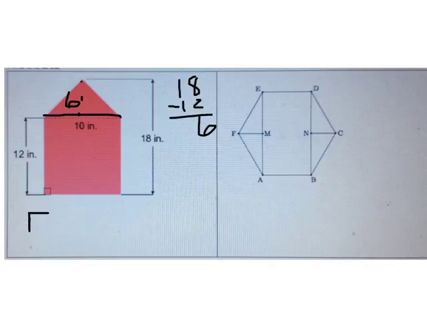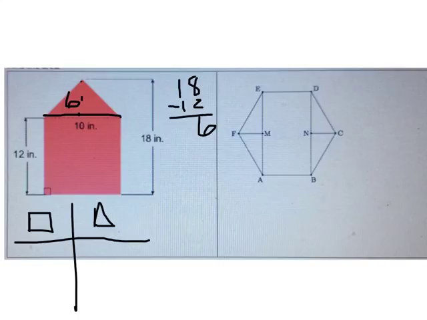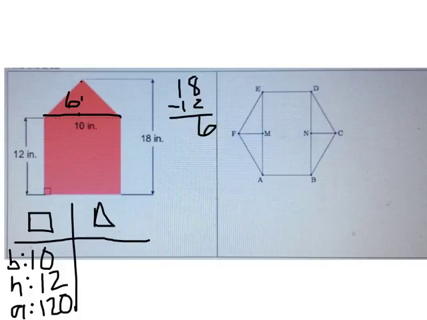Now I can find the area of the rectangle and the area of the triangle and add them together to find the area of the pentagon. What's the area of the rectangle? Well, first, what's the base of the rectangle? It's 10. What's the height of the rectangle? It's 12. So the area is 120 square inches.